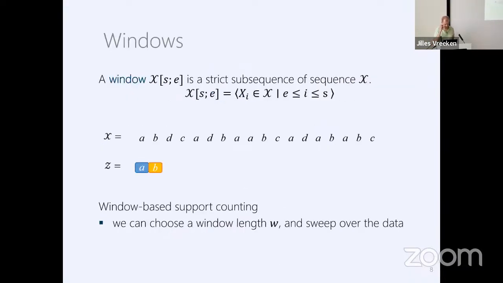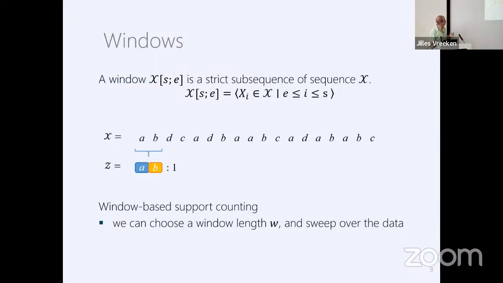Okay, so we should not be naive. Are there any further questions? No? Okay, good, and I continue. So let's do window-based support counting. So a window strict subsequence, nice definition, whatever. Let's see how this works. We have our pattern AB, somehow it's currently God-given. How we actually find these things, that comes later.